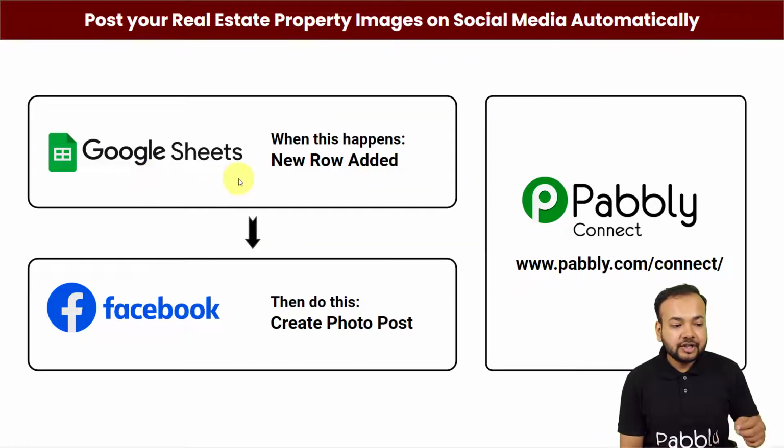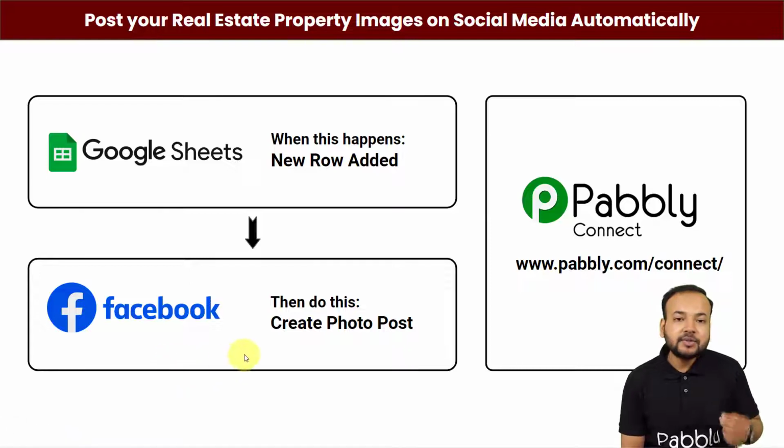Here we are using Google Sheets and we are connecting it with Facebook in such a way that as and when you add a row here, and in that row you add the details of your property along with a photo or a poster, the same photo will be posted on Facebook automatically in a page.